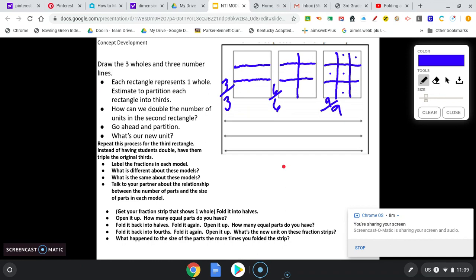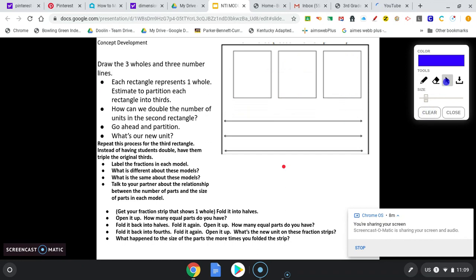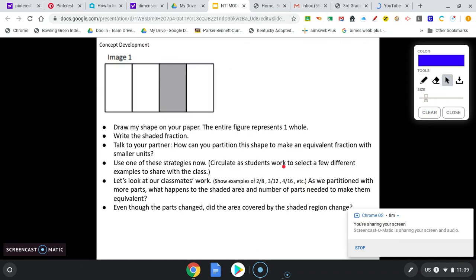Okay, boys and girls, very good job with that. Let's keep moving. I want you to look at the drawing that I have up here. I want you to draw that rectangle on your paper. And remember that if you need to, stop the video and wait until you draw the drawing, then start it back. So draw the entire figure and write the shaded fraction of this.